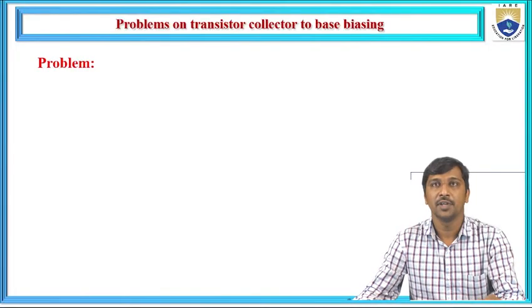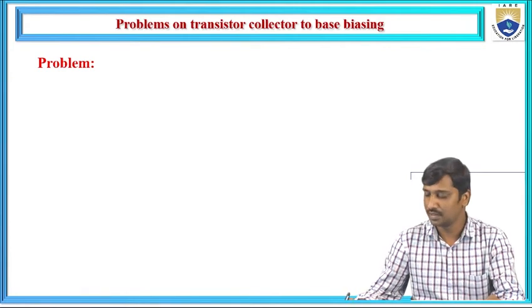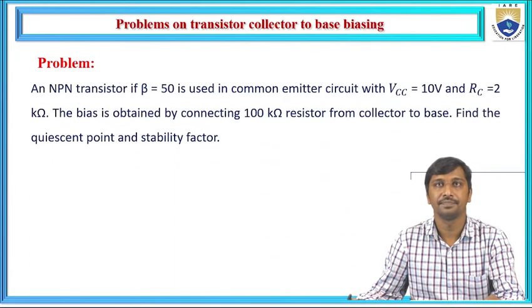So in this session, we are going to discuss some of the problems on collector to base biasing by using the bipolar junction transistor. So first, see the one problem.